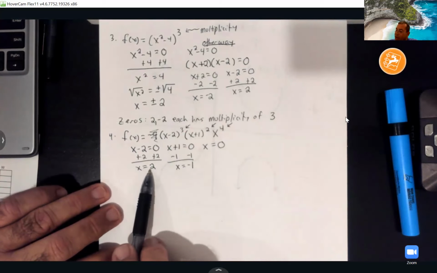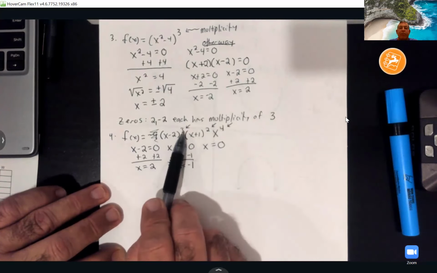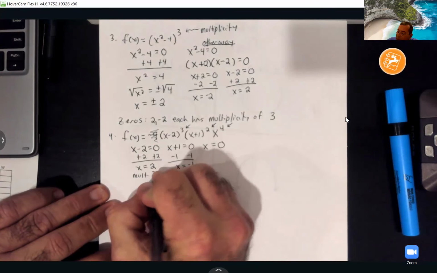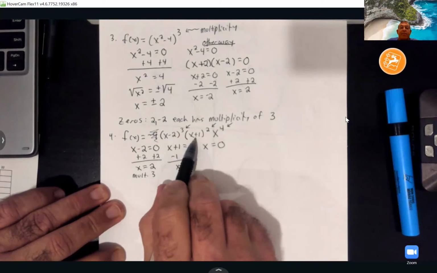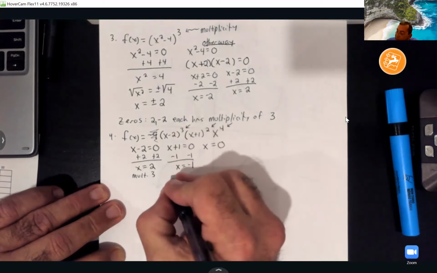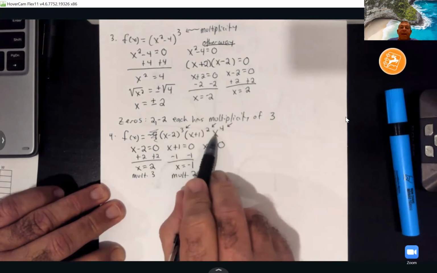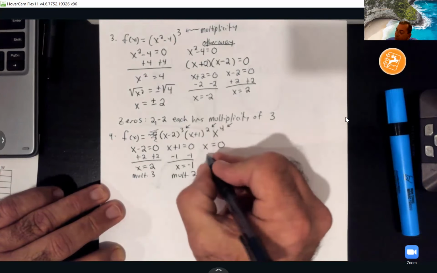So my 0 of 2 came from this. It has a multiplicity 3. Negative 1 came from this factor, has a multiplicity 2. And then 0 came from that factor, which means it has a multiplicity of 4.